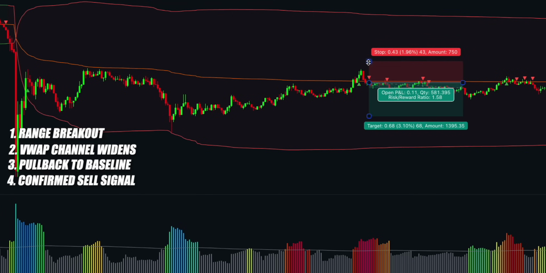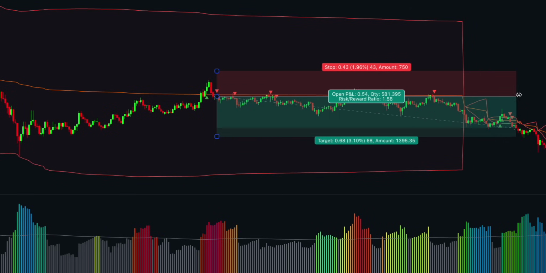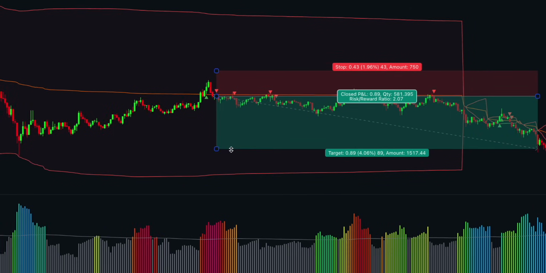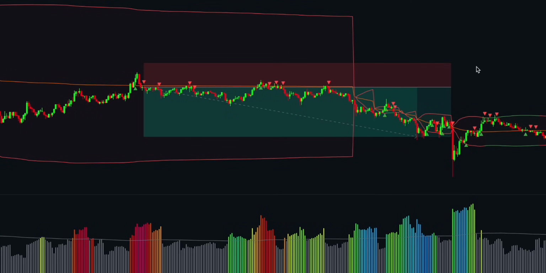Set the stop loss at the highest point of the recent swing. Target 2 times the risk. Once the price reaches the lower VWAP band, adjust the stop loss to break even. This trading strategy is great for day trading cryptocurrencies and stocks. Be sure to backtest and forward test it before trading live.